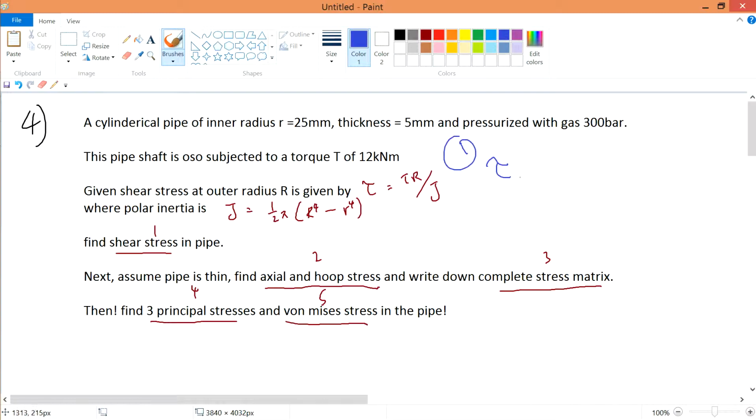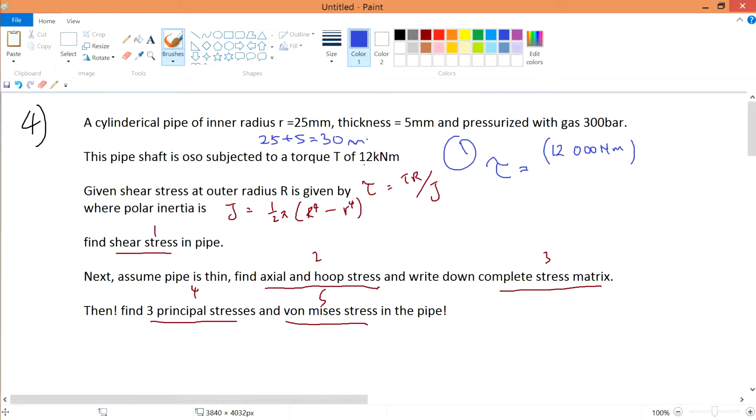Step 1: our torque is given as 12,000 Newton meter, because it's 12 kilonewton, multiplied by r. We don't know what r is yet. r is the outer radius, as we said earlier. We know the inner radius is 25 mm, so the outer is simply 25 plus 5, the inner plus the thickness. So I have 30 millimeter.